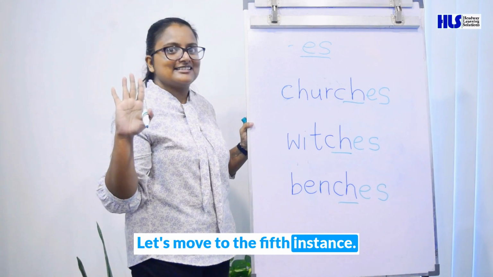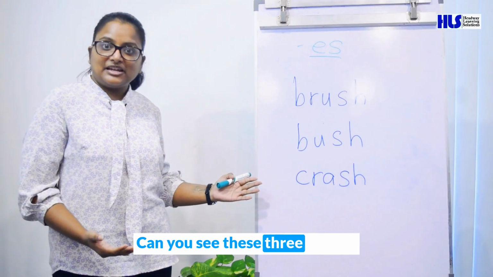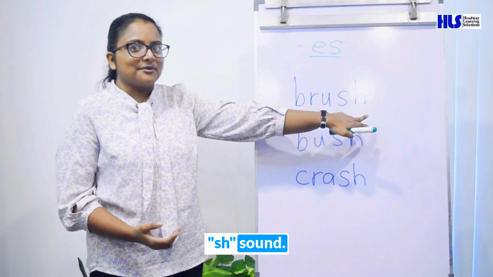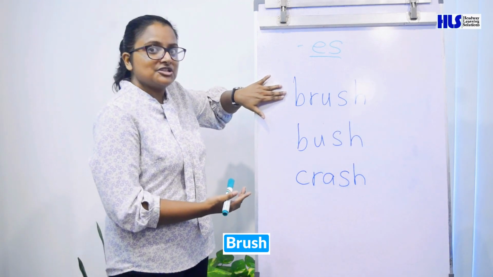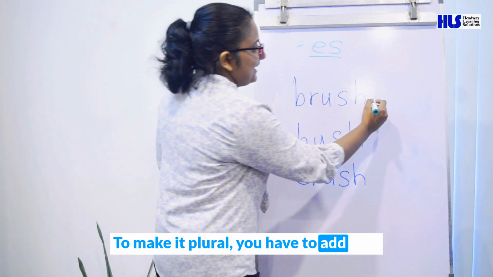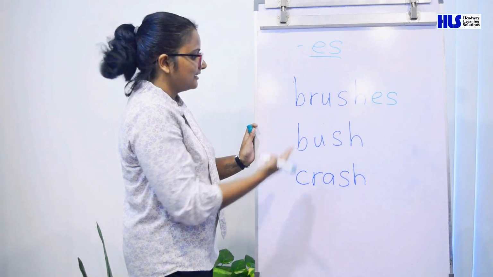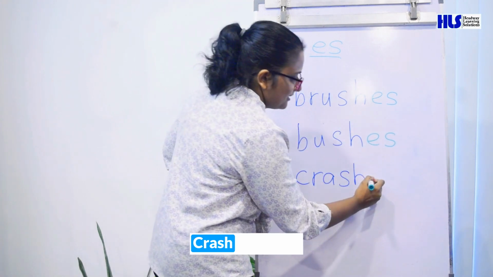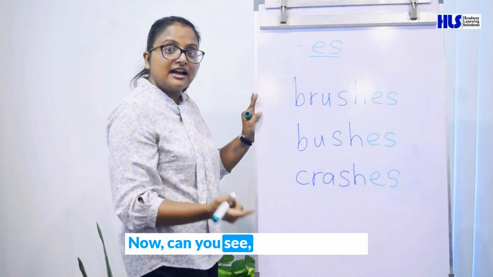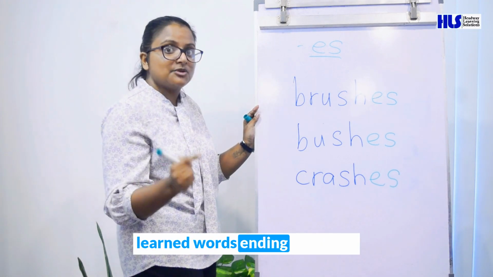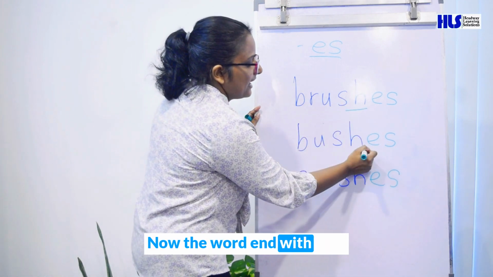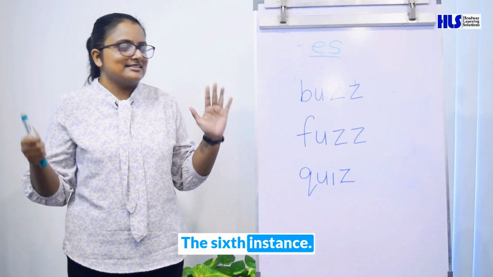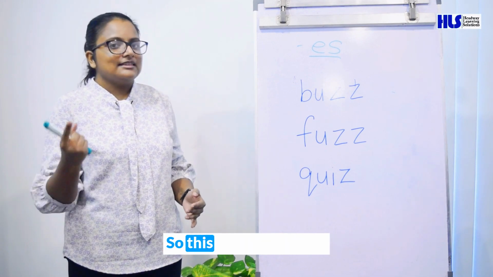Let's move to the fifth instance. Right, let's see. Can you see these three words? All these three words end in s and h, the sh sound. So, pronounce with me. Brush. To make it plural, you have to add es. Brushes. Bush. Bushes. Crash. Crashes. Now can you see? Prior to this, we learned words ending with ch. Now the word ends with sh. Shall we move to the sixth instance?